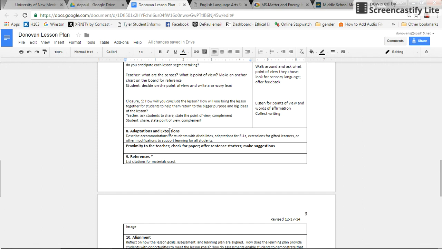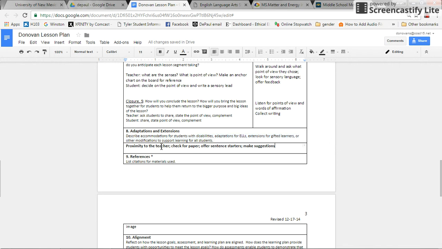The adaptations and extensions are really important because you may have some students with a disability or a language learner or even a gifted learner, someone who knows this stuff really well. You maybe have been in classes like that before where someone already knows everything and they might be bored, or someone's really struggling. So you have to be thinking about what you can do to make everyone have access to the learning and be challenged.